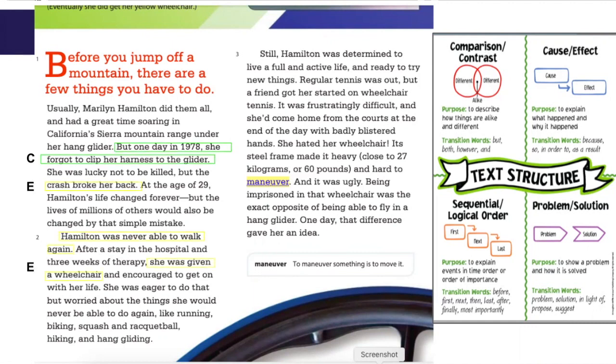Let's move on and read paragraph 2. Again, I'm going to look for signal words to help me recognize the organizational pattern.